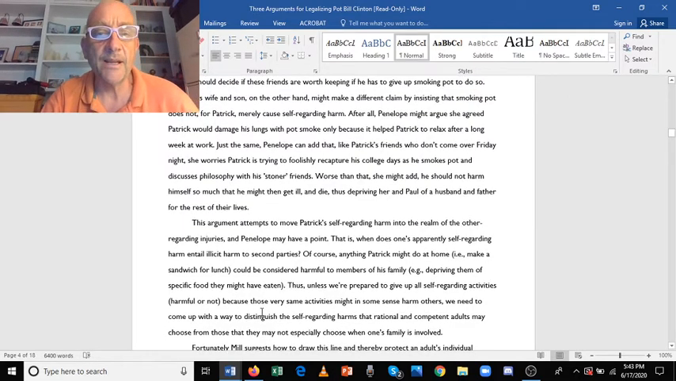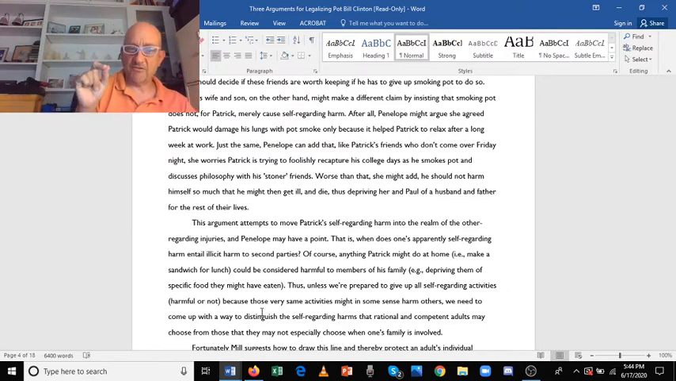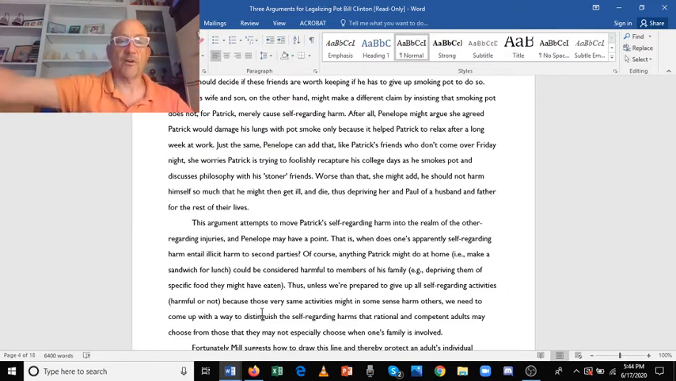Patrick's wife and son might make a different claim than other second parties, that smoking pot is not merely a self-regarding harm. Penelope might argue she agreed with Patrick that he wouldn't damage his lungs, because even though it helps him relax, she worries that he's recapturing his college days. Let's just assume he smoked pot in college, right? Or that he would harm himself and get ill and die, and that would deprive Paul of a father. This argument moves Patrick's self-regarding harm to the other-regarding realm. And of course, Penelope may have a point here.